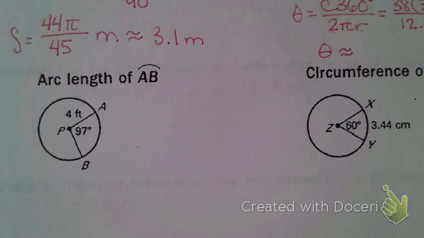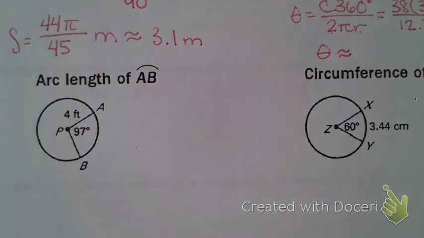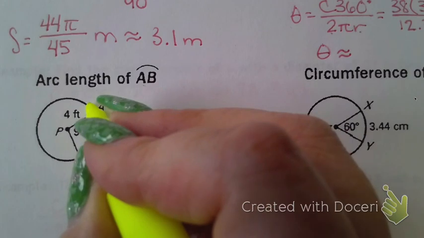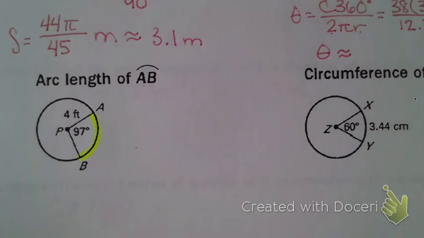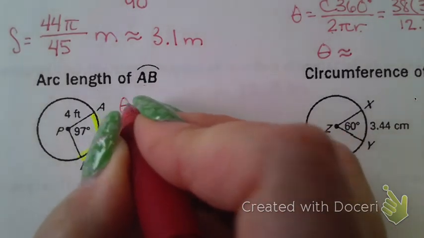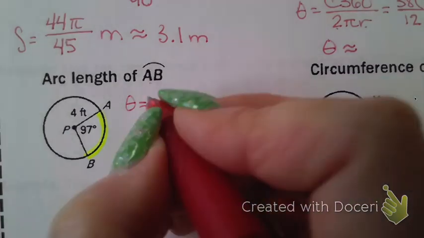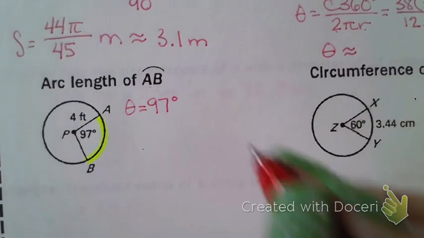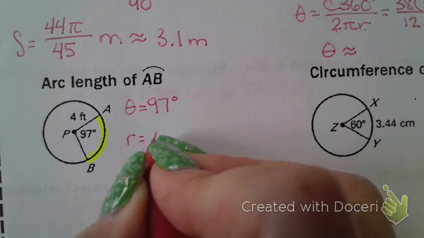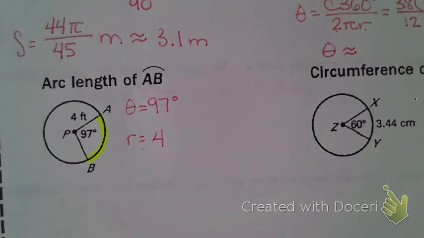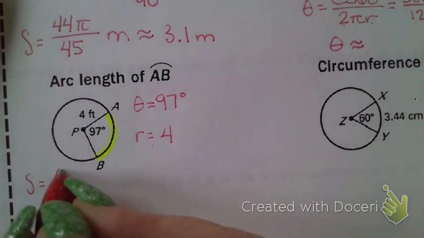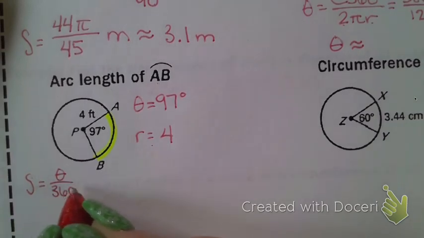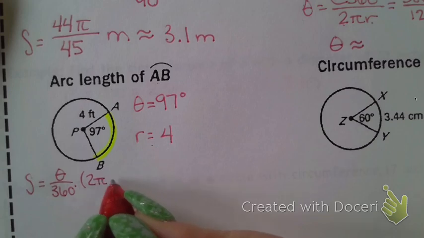Okay. So this we need to find the arc length of AB. So this one's just a normal one, isn't it? So what 2 things do I need to find before I start? The theta and the radius are there. Theta is what? 97. And the radius is 4. Do you guys want to try this one on your own? Okay. Try it. You're just plugging it into the normal formula. So S equals theta over 360 times 2 pi r.